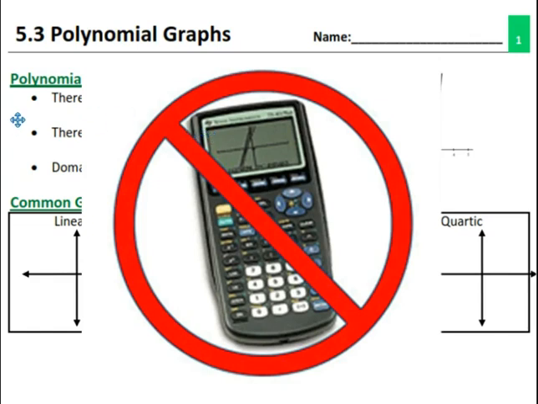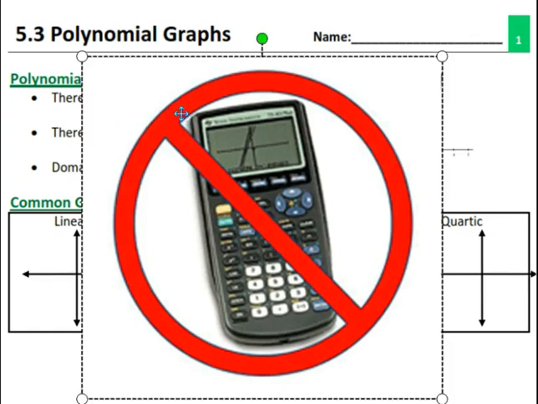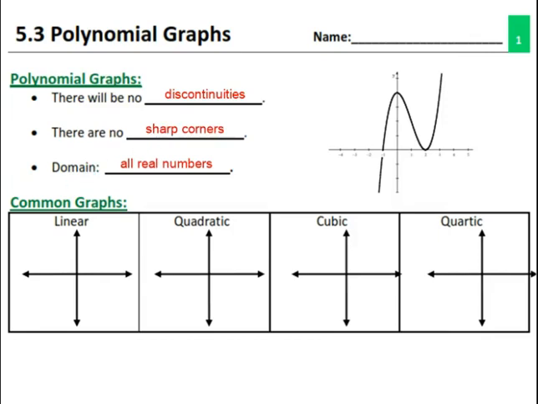So we're not going to be using our calculators, we're going to be using the old-fashioned ones called our brains. So do me a favor, if you have your calculator out right now, it might be a little tempting, but please put it away. We're going to try to do this the old-fashioned way by just looking at equations. So speaking of polynomial graphs, we've been looking at polynomial equations so far in this unit, but today we're going to be focusing on their graphs.